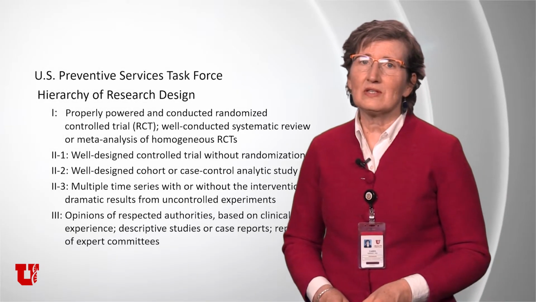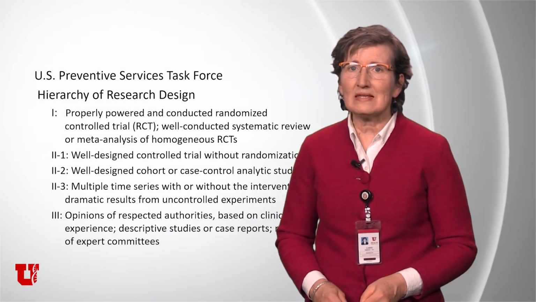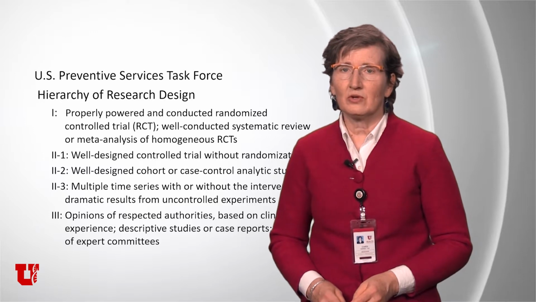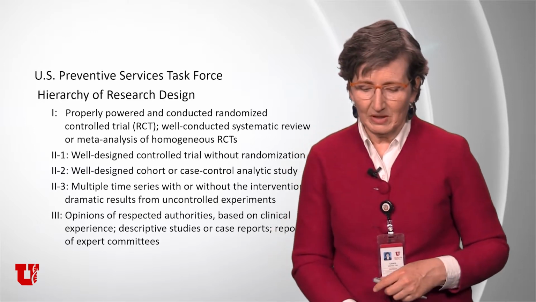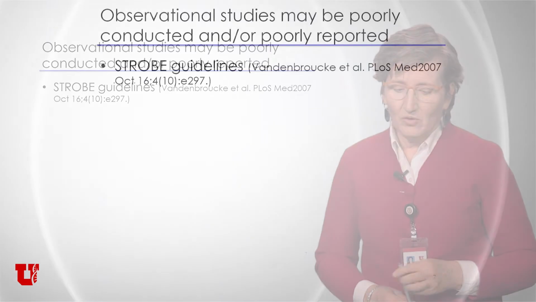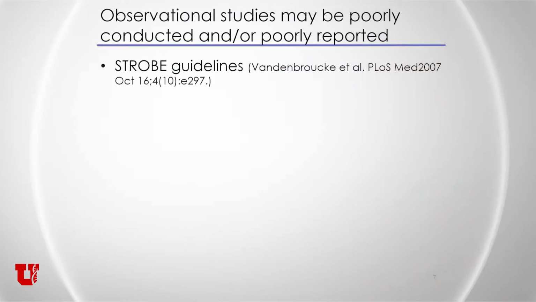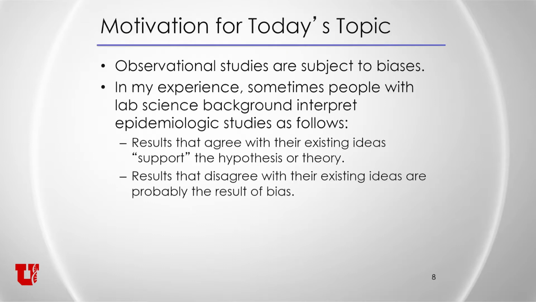So the idea here is these groups feel that observational studies have some value when you're trying to look at evidence, but not as good as randomized trials. Observational studies may be poorly conducted or poorly reported, and there's also some literature encouraging us to do better in that regard. So that is the motivation for today's topic. Observational studies are subject to biases that would not be present in a well-conducted randomized controlled trial, and so the evidence is considered not as strong.